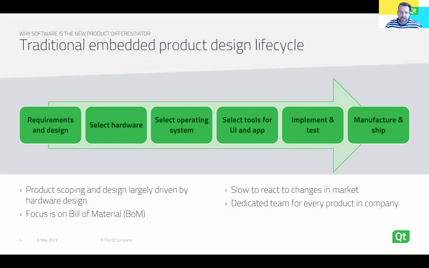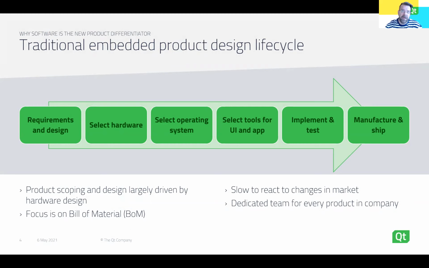So traditionally, the embedded product business works so that it first looks into the requirements and design of how to create the products, then selects the hardware, then selects the operating system, and only then selects the tools and creates the UI and application for the solution, and then implements and tests the manufacturing ship. So this is a very traditional waterfallish way of creating hardware products and hardware designs.